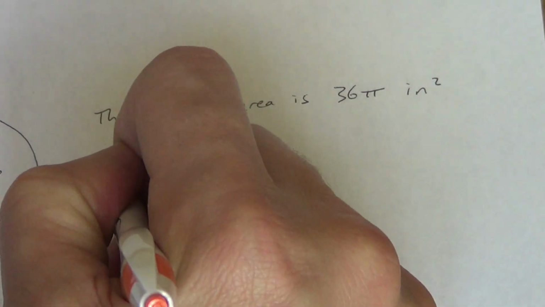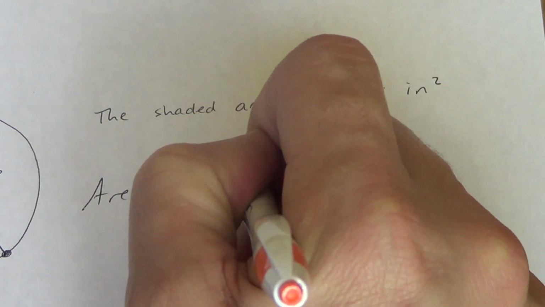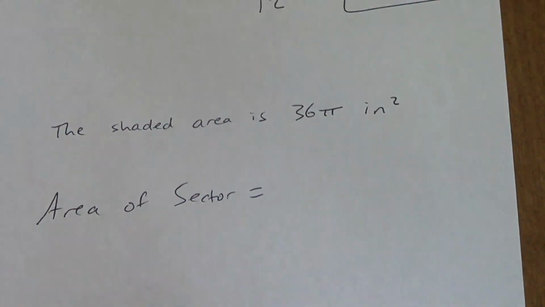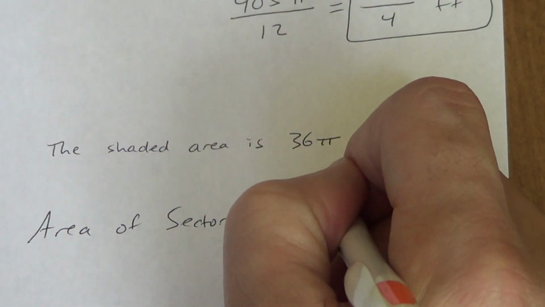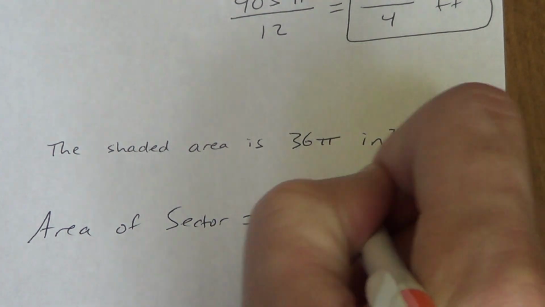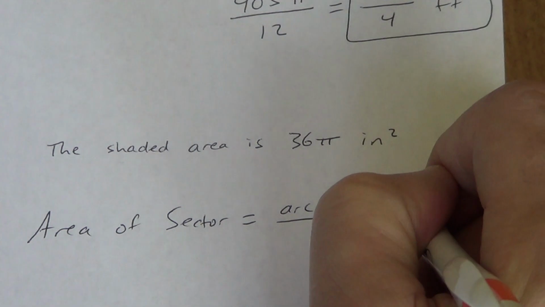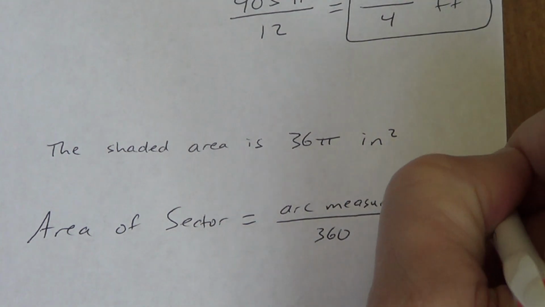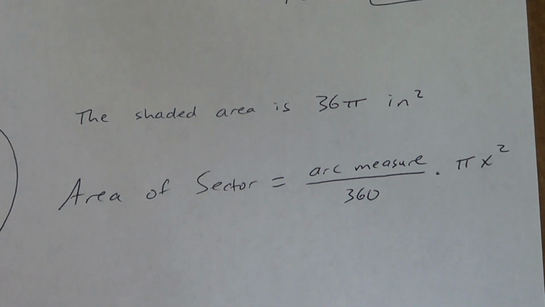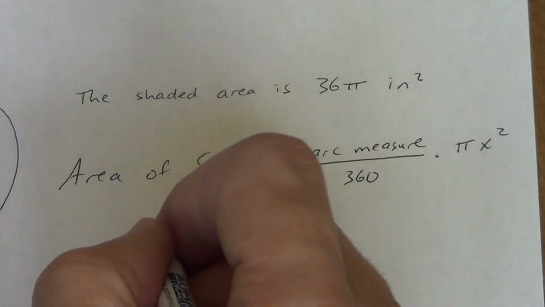Area of a sector equals arc measure, and it doesn't say angle. That's why we don't always use the angle. We have to actually use the arc measure, times pi r squared. All right, do some math. The area of the sector I told you is 36 pi.